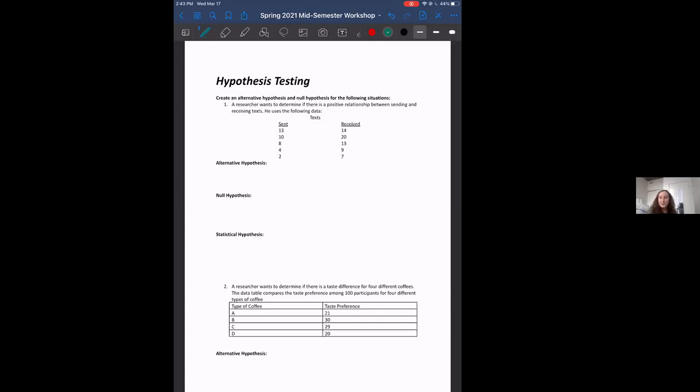Create an alternative hypothesis and null hypothesis for the following situations. A researcher wants to determine if there's a positive relationship between sending and receiving text. He uses the following data, and then it gives you the data. So what would the alternative hypothesis be? Can anyone tell me? Can anyone tell me what an alternative hypothesis is?